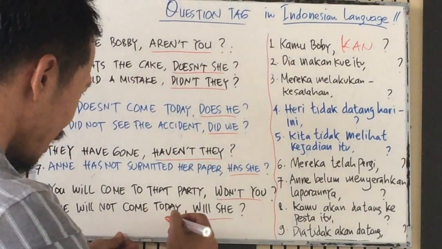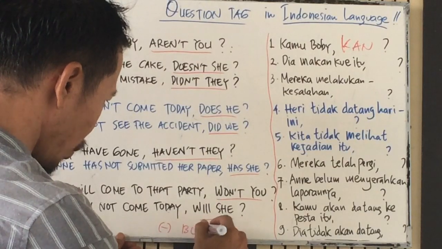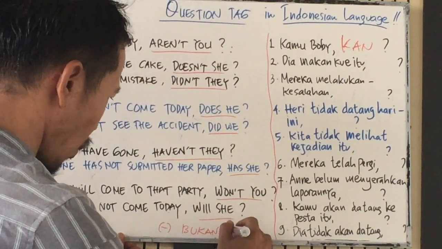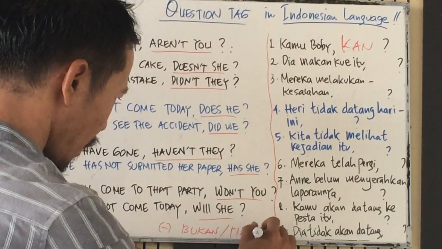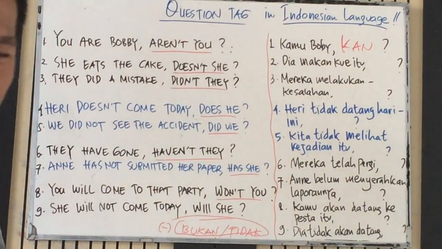Remember, in Bahasa Indonesia, for negative usually we say bukan or tidak. Okay, this is in negative. In Bahasa Indonesia we use bukan or tidak.